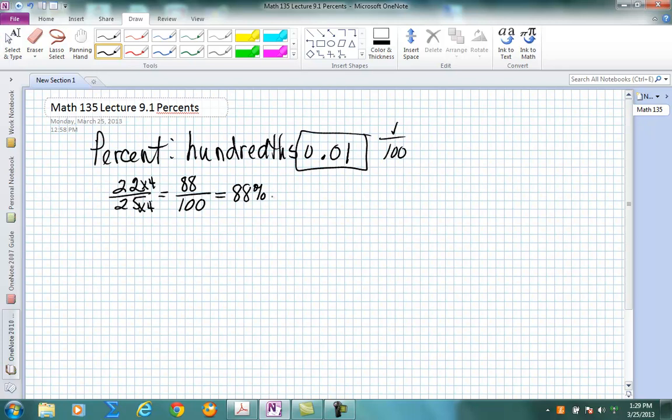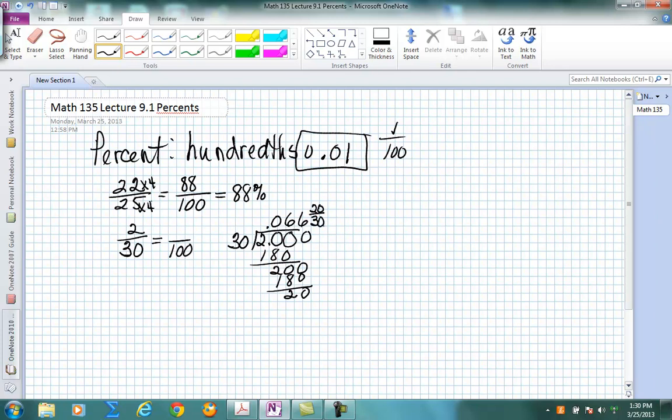Now sometimes our denominator is not so friendly. Let's say that we have a denominator of 30. Well, that doesn't divide evenly into 100. So what we can do is take the denominator and divide it into the numerator. 30 won't go into 20, so I add another 0. 30 goes into 200 6 times. Add another 0. 30 goes into 200 6 times. And I can see that every time that I divide, I'm always going to get a 6. And so I can write that remainder as a fraction and reduce it.